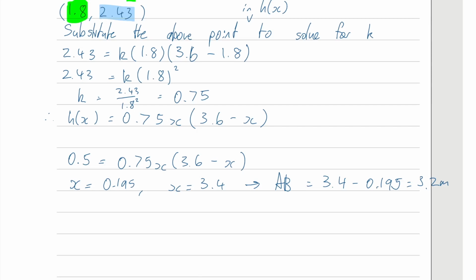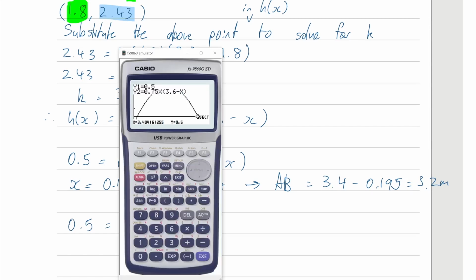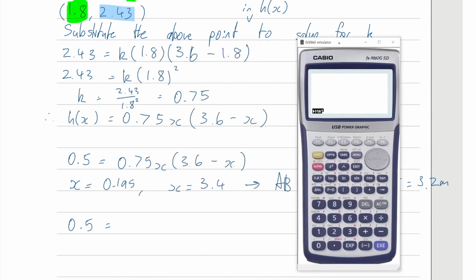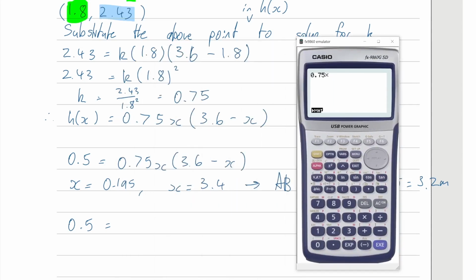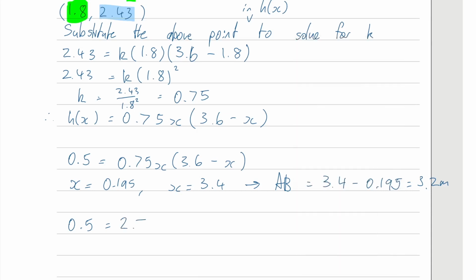The other way is, when we get to here, we've put in 0.5 as the height, and we've equated that to our height function, is to expand this out and get a quadratic equation. So let's do that as well. So we get 0.5 equals 0.75 times 3.6, which is 2.7x, and then 0.75x times minus x is minus 0.75x squared.